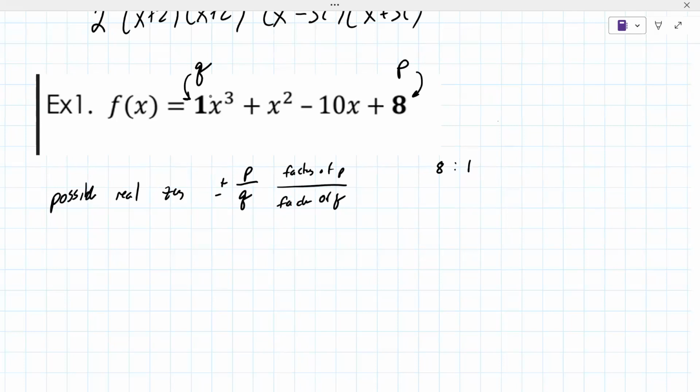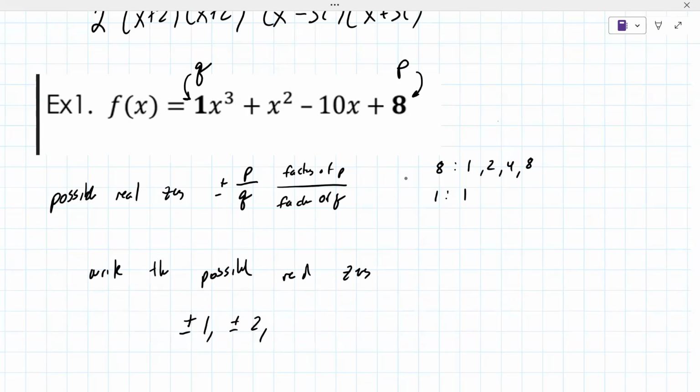So for 8, it's 1 and 8, 2 and 4 and 8. For Q, it's just 1. So you take the ratio of these. So it's 1 over 1, 2 over 1, 4 over 1, 8 over 1. A quiz question is always like to write the possible real zeros. And they would choose one more like number 2, which has some fractions in it and some repetition. But for this one, it's plus or minus 1, plus or minus 2, plus or minus 4, and plus or minus 8. It's each of these numbers over the bottom number.